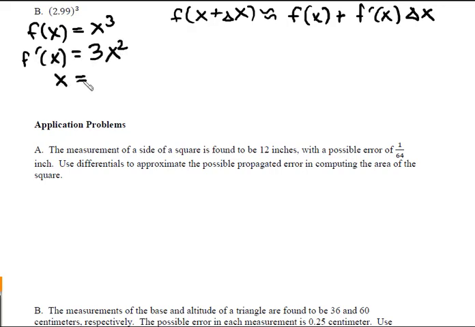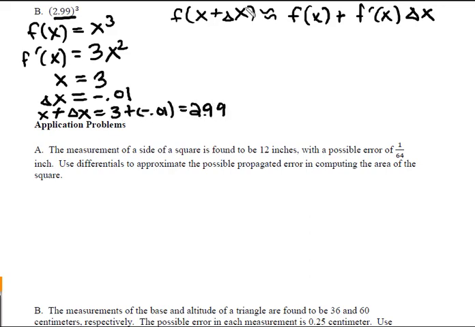And then an x that is close to 2.99 that's easy to cube would be 3. And so delta x is actually then negative 0.01, since x plus delta x has to equal the 2.99, so 3 plus a negative 0.01 is 2.99. Alright, so this is the same procedure.